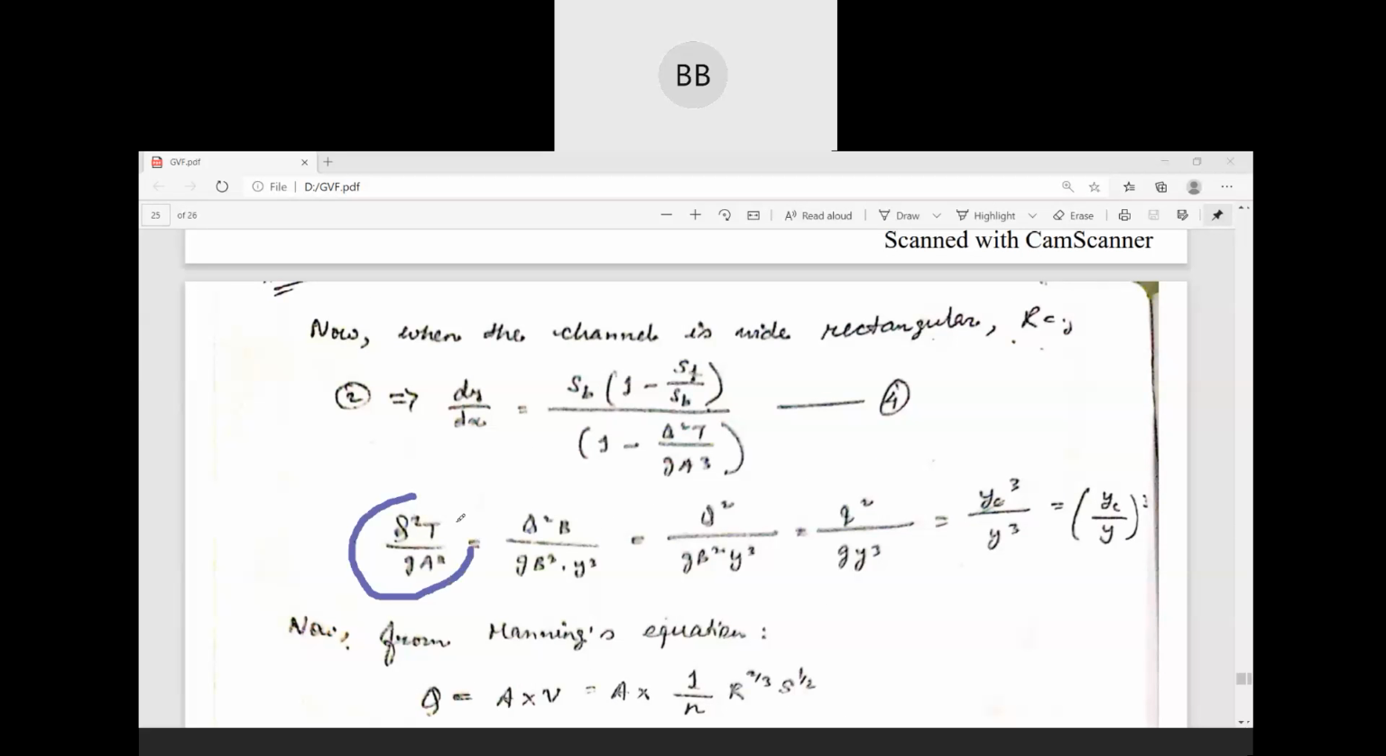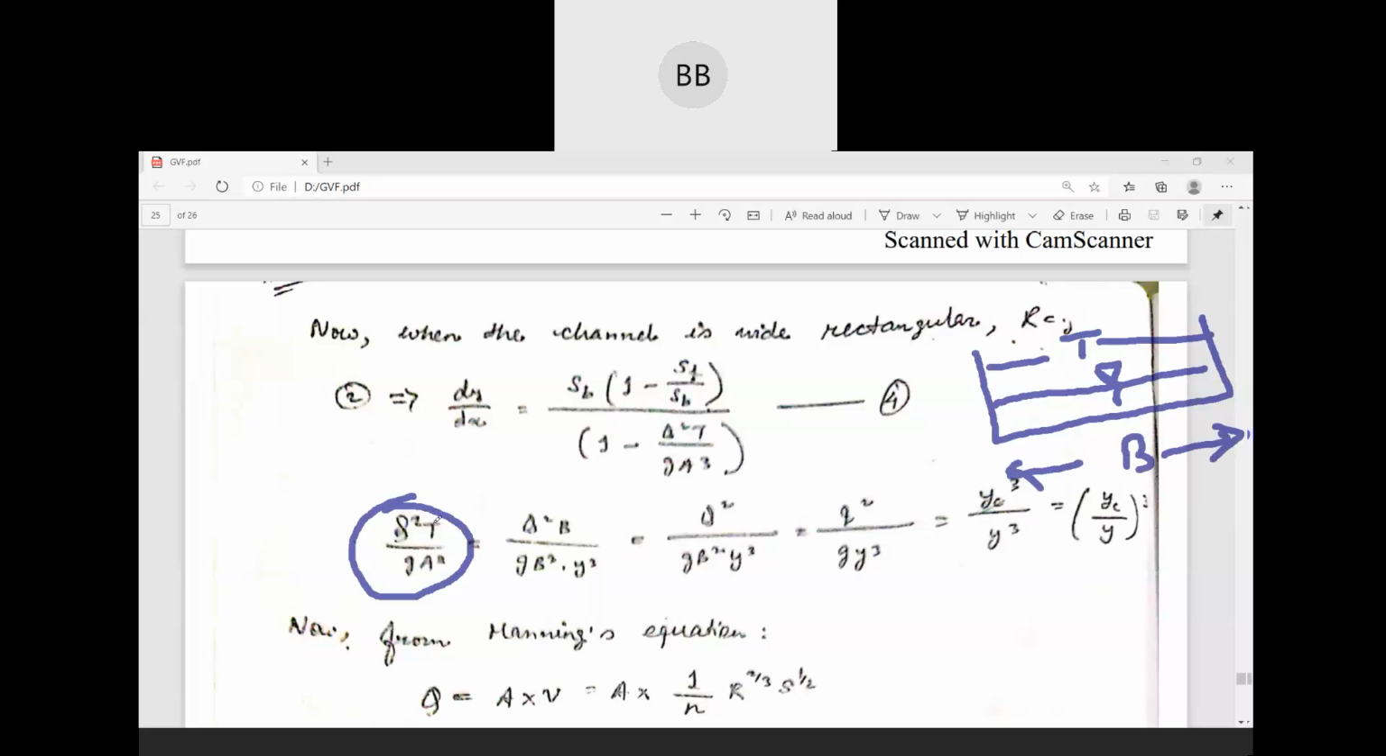you have Q square T by gA cube. Here it's a rectangular channel and it's wide. This is the level of water. Here this is our top width. For a rectangular channel, your top width and bottom width will be same. So in place of top width, we can write B, divided by g area. Again, it's B into y. For a rectangular channel, your area is B into y. So B cube into y cube.